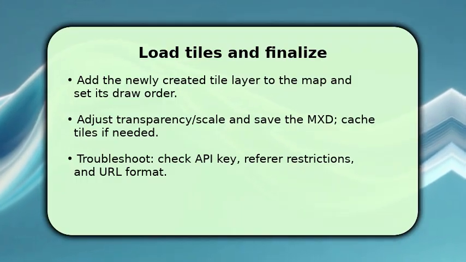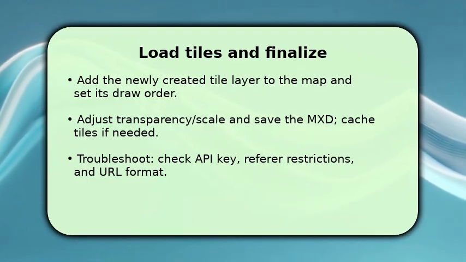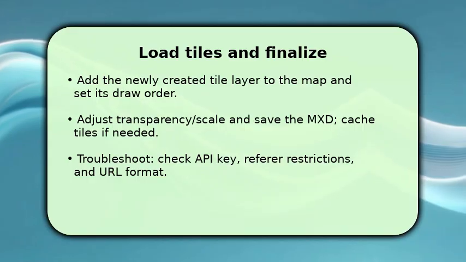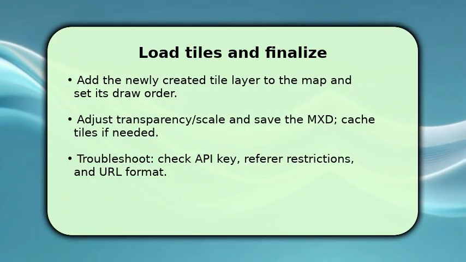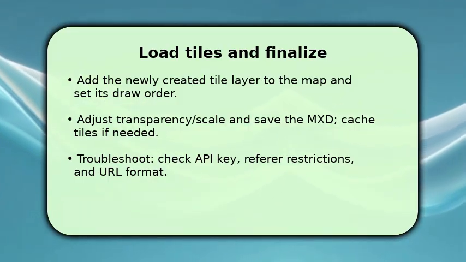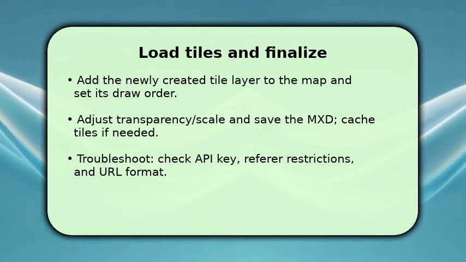Make sure the data frame is in Web Mercator and adjust transparency or scale dependencies so overlays align. If performance is slow, enable local caching or limit visible zoom levels. Finally, save your MXD. If tiles do not load, check the API key validity, referrer restrictions, URL template syntax, and your network firewall as the primary troubleshooting step.